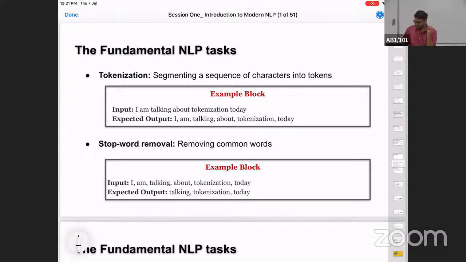So in this example, suppose you are given this input. What is this input? This is a tokenized input. Remember this thing. This is not a sequence of characters. This is a sequence of tokens this time, right? Given this sequence of tokens, can we remove the stop words? What are the stop words in this sequence of tokens? I, am, about. These were the three stop words. I just removed them, right? What are we left with? These tokens: talking, tokenization, today. Can we further process it?